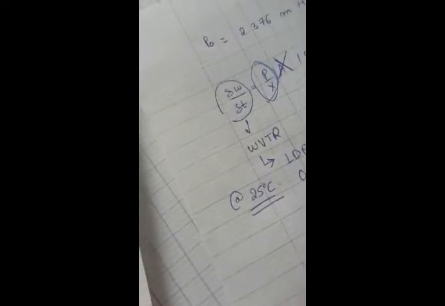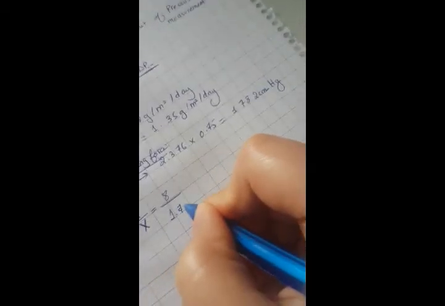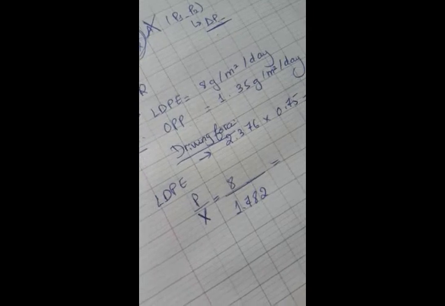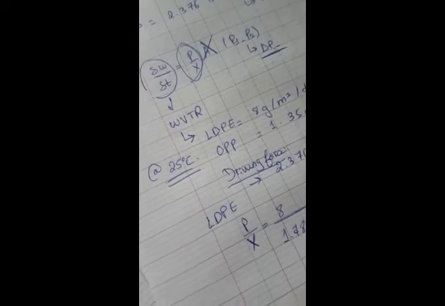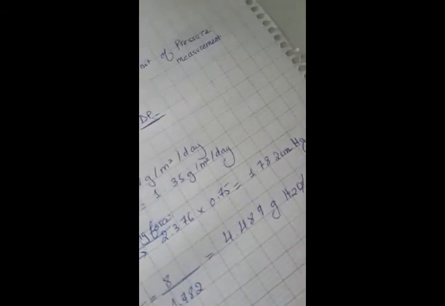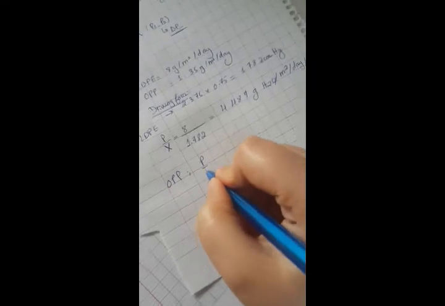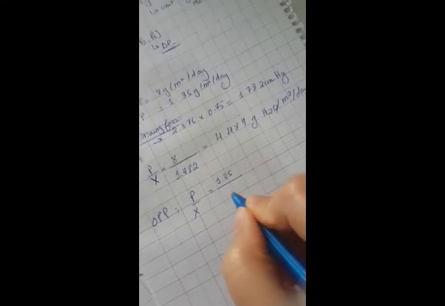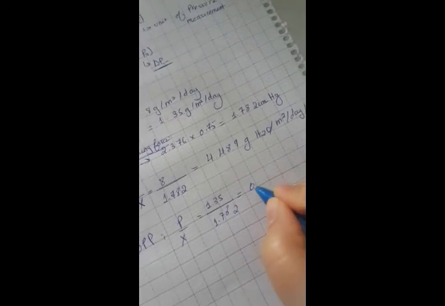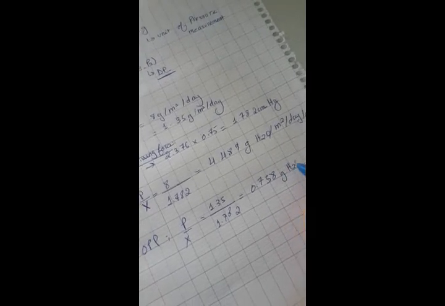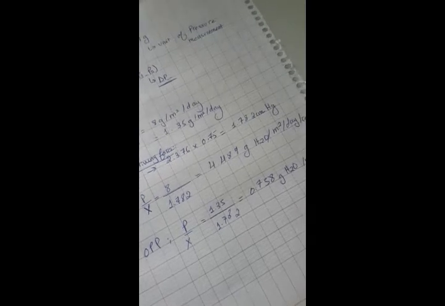So the permeance factor for LDPE would be equal to 8, as we have over here, over the driving force, which is 1.782. And this will give us a value of 4.489 gram H2O per meter square per day per centimeter mercury. This is for LDPE. For oriented polypropylene, the permeance factor would be equal to 1.35 over 1.782, and it would have a value of 0.758 gram H2O per meter square per day, also per centimeter mercury.